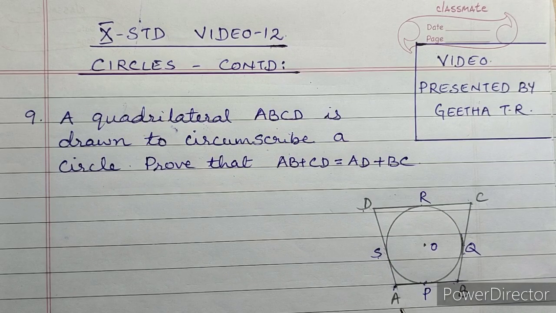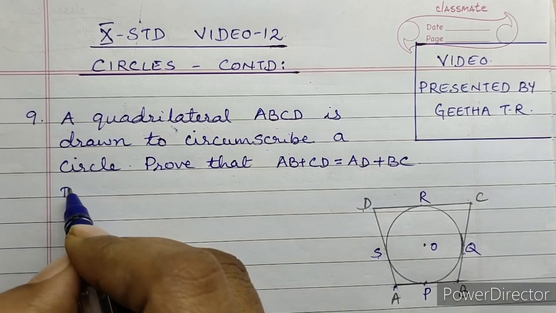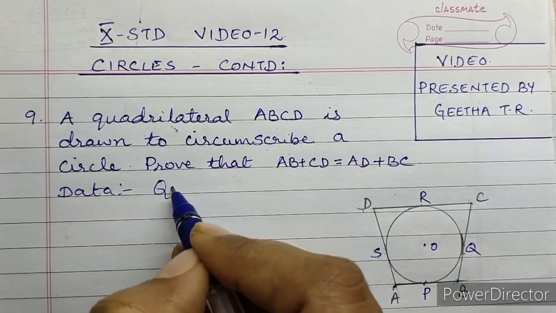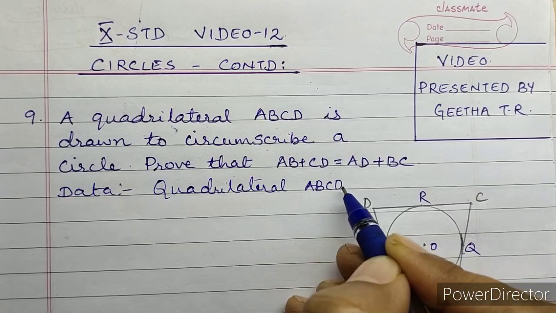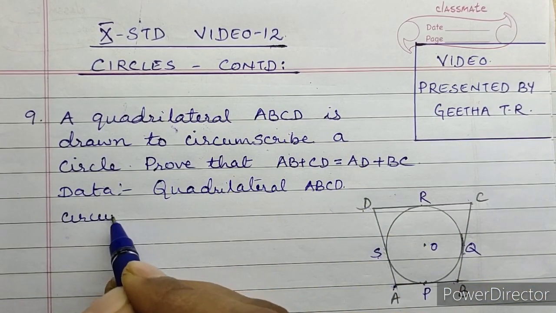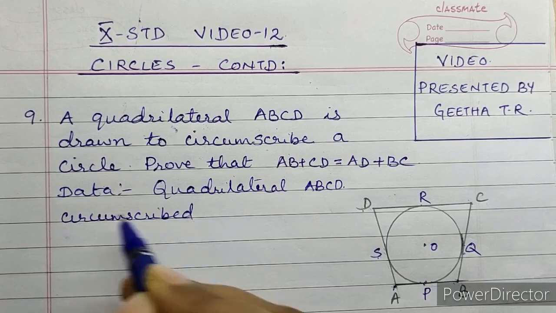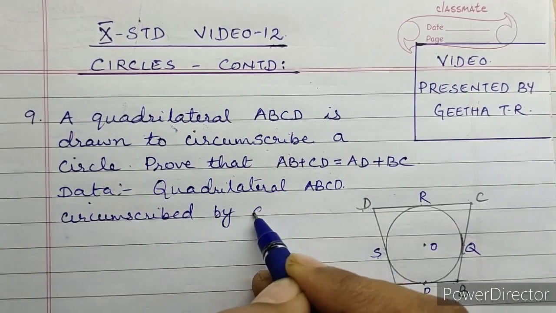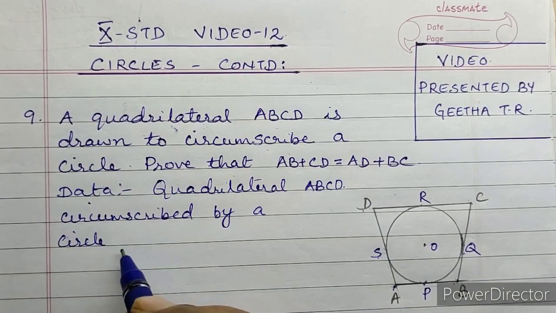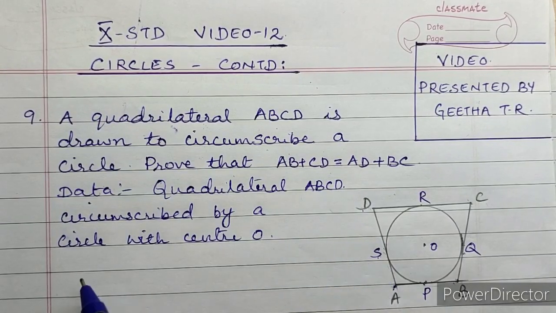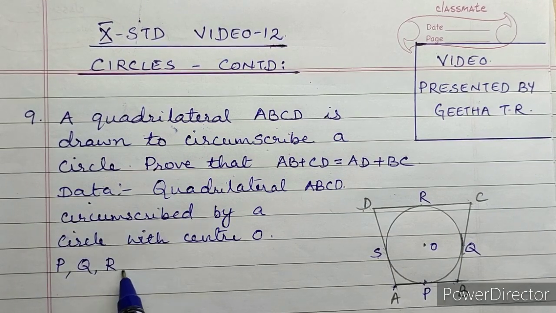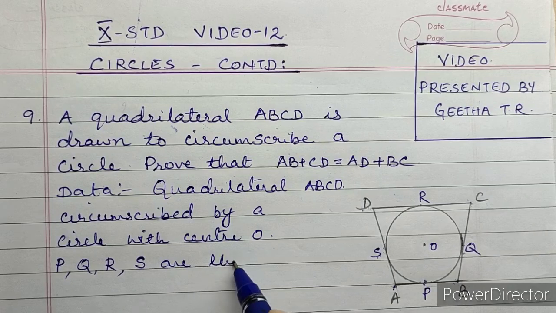So first we will write the data part. Data: quadrilateral ABCD circumscribed by a circle with center O. Center O we have marked, so you can write center O. Now for the points of contact, you can write P, Q, R and S are the points of contact.